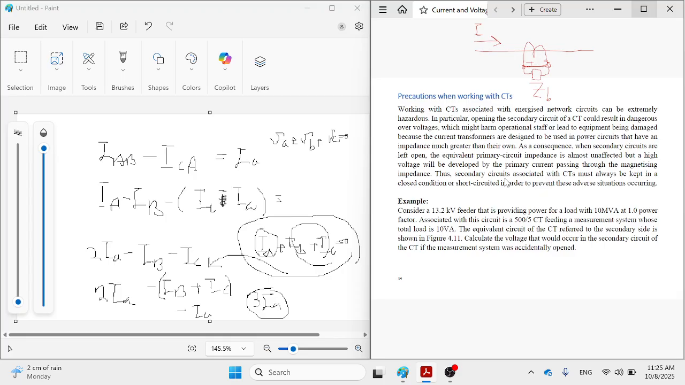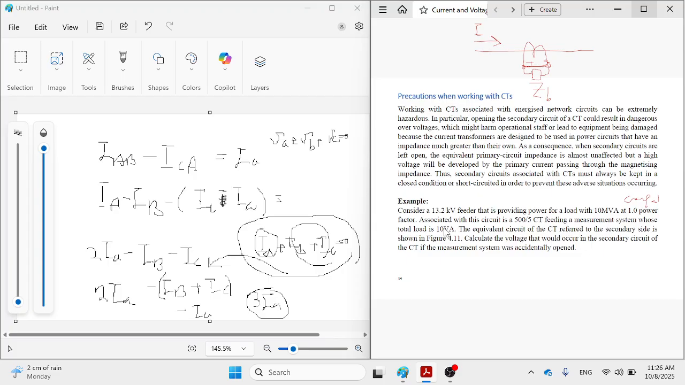Okay, next example, which covers this idea and shows you what the voltage of this ZB is when it is connected to a load, which is the burden, and when the burden is removed. Okay, assume we have a 13.2 kV feeder, and the load is 10 megavolt amp at a power factor of 1, which is unity. So cos phi is 1, so the phi is 0. And then the CT is 500 to 5.